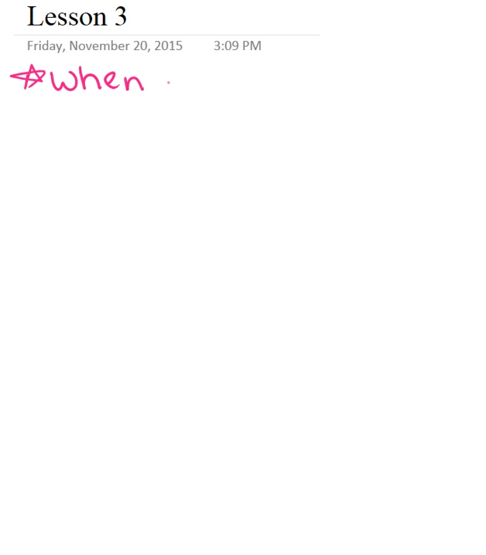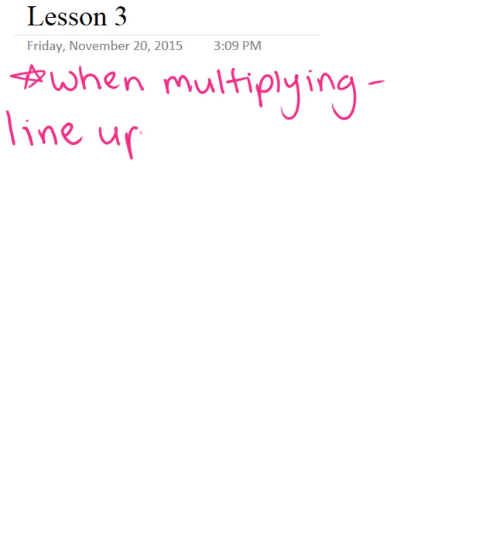When multiplying, line up on the right hand side, just like we would normally.